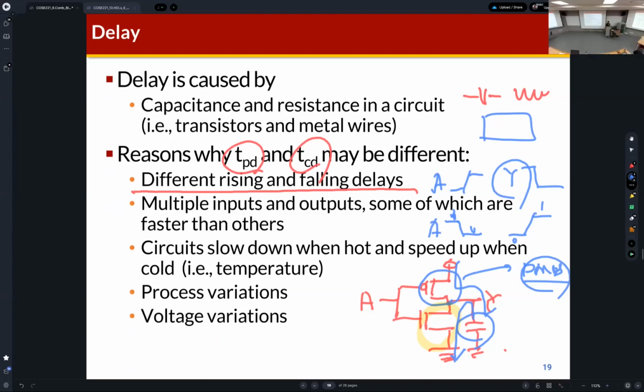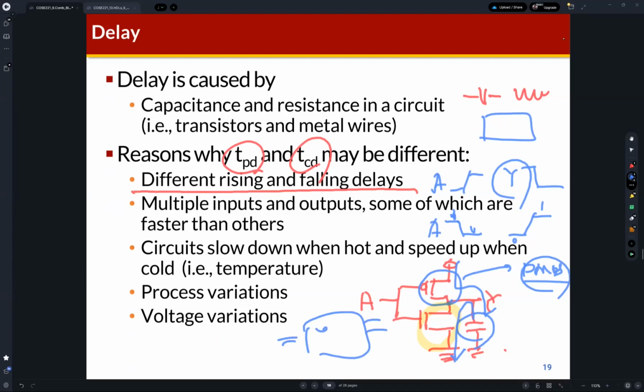Also, another reason is that there are multiple inputs and multiple outputs in our combinational logic. And when we design a combinational logic, there are many internal nodes. Okay? So from the output to the input path, there are different counts of gates. So that's why the delays of the outputs are different. I will show an example of this in the next slide.